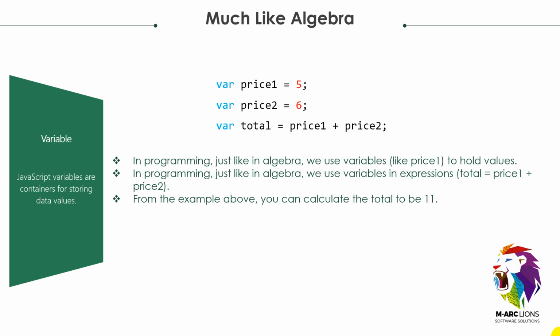From the example above, you can calculate the total to be 11. This is the way to get the basic sum of the two other variables. We can use multiple more variables, and we can use multiple operations with them as well. So this is quite easy for that purpose. It's not going to be very complicated.